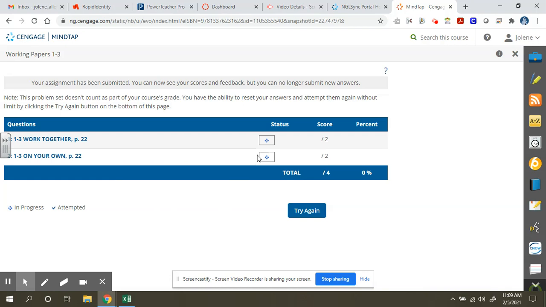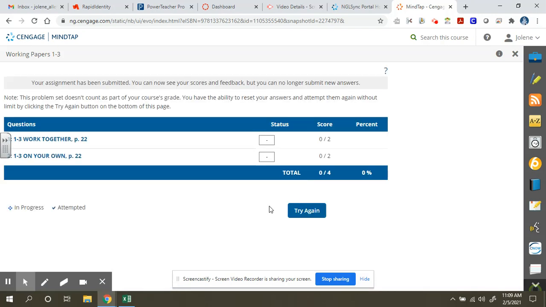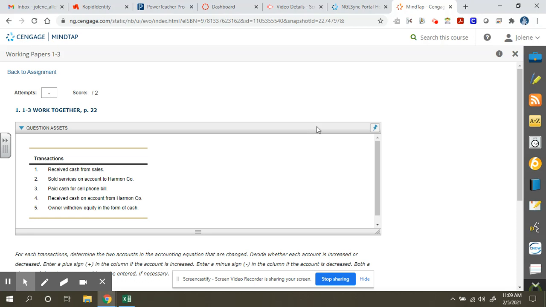All right, so it has these asterisks or diamonds, which show in progress. It shows that I've worked these. I worked them in class. So I'm going to click here, try again, and clear out all the answers that I put in. I set it up this way so that you can go in there and practice as many times as you want. So we're going to work together, and this is on page 22, and you see that on your own is also on page 22. The 2 assignments are nearly identical. The only difference is that you're using different transactions, doing the same process, and some of the transactions look the same.